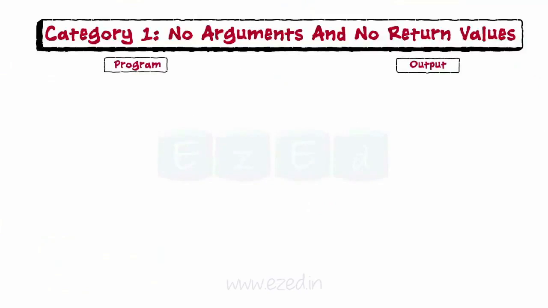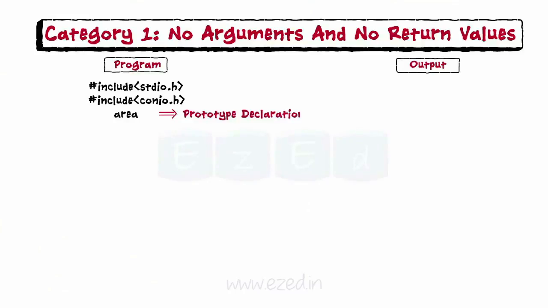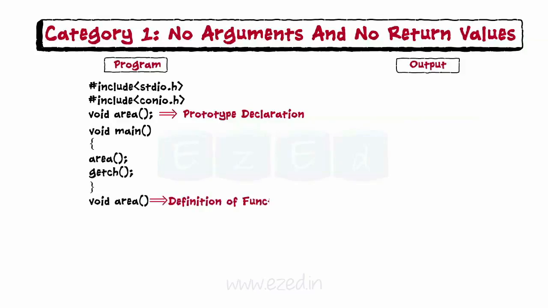Let's write a program to illustrate these types of functions. We start by declaring the names of the header files. Then we declare the prototype of the function. As the function has no return value, it is of type void, and also as the function receives no data, there is no argument list. Then we declare the main function and write a function call to the function area, after which we end the function with the getch function.